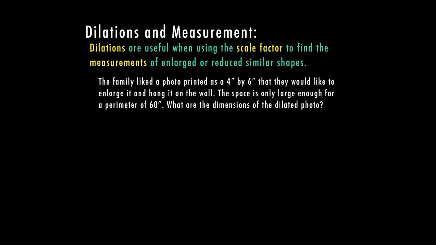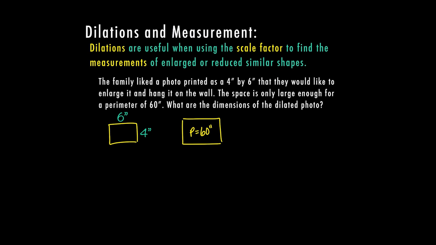Sometimes it's easy to make a picture to have a little visual here. So if I have this 4x6 photo and I know I want to enlarge it to a different dimension, and the perimeter of the enlarged dimension can only be 60 inches, well, I can figure out the perimeter of the original photo, and then I can find my scale factor in order to figure out the dimensions of the new photo.